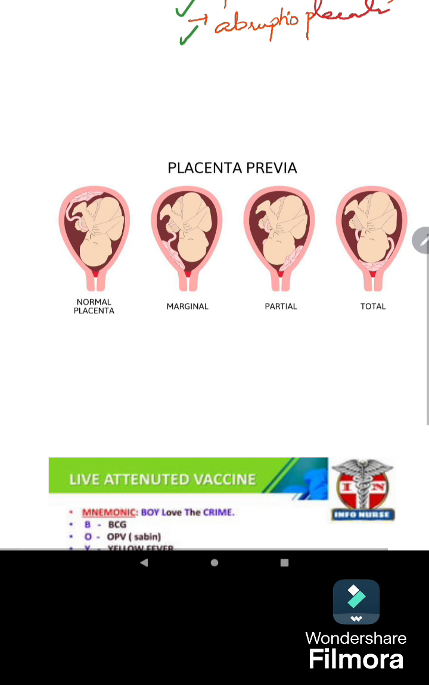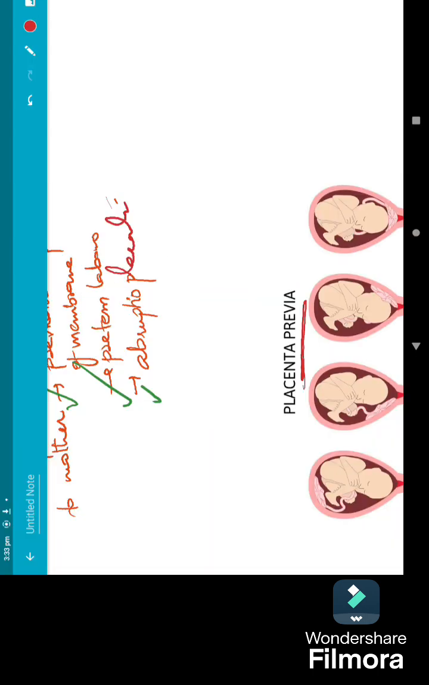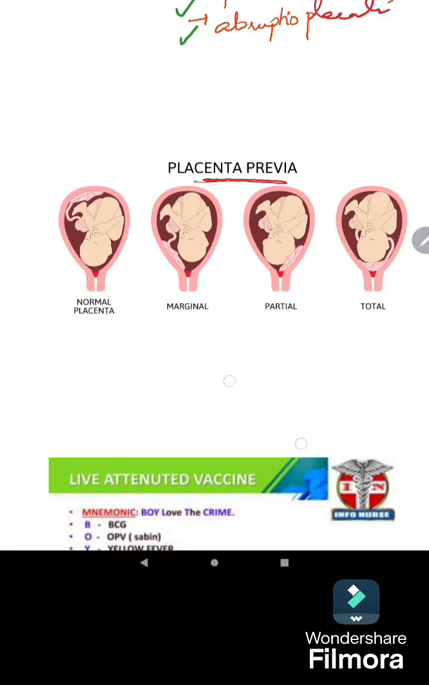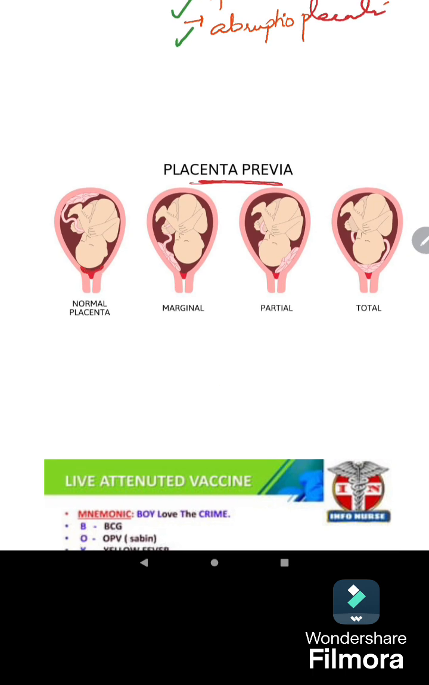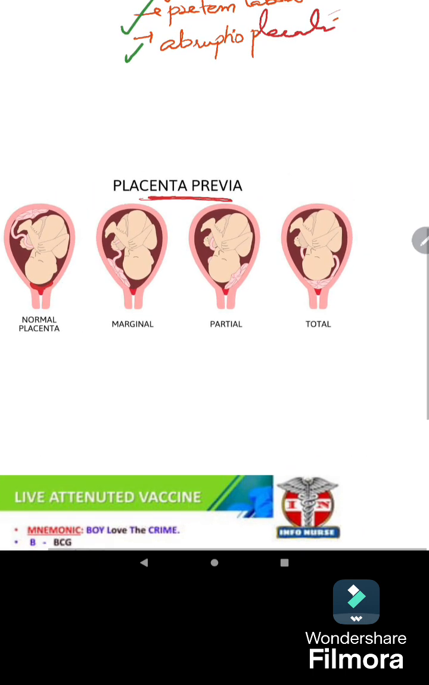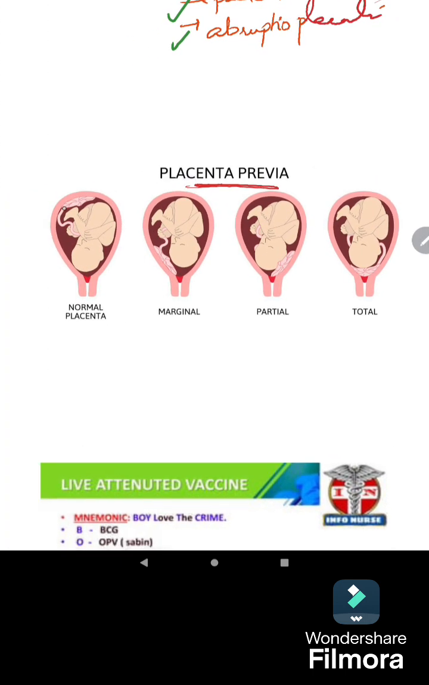Now we'll also look into placenta previa because that was a question. In placenta previa there are actually four types majorly. The first one is the normal placenta. The next one is the marginal one. As you can see, in the normal placenta it is not touching the os; the placenta is in another position, and you can see the baby's head over the internal os. But in the second case, the end of the placenta is touching the margin of the internal os. That is why it is called marginal.